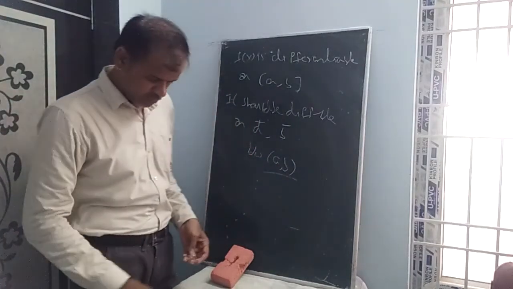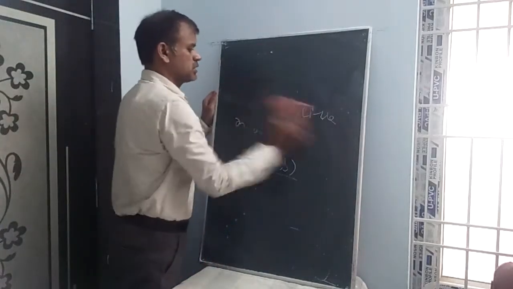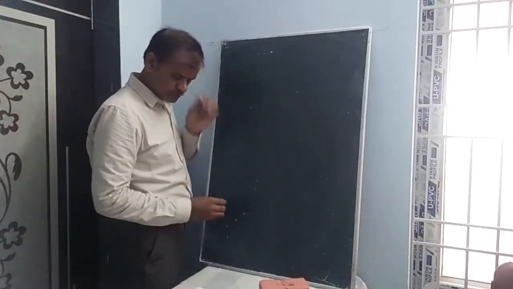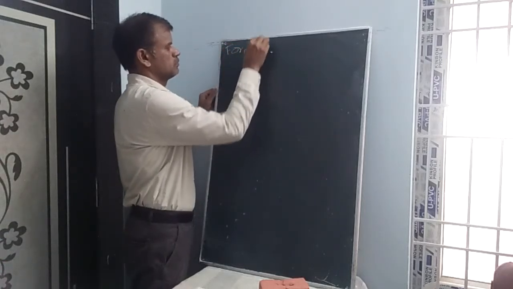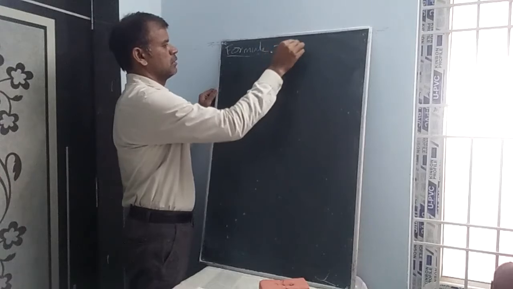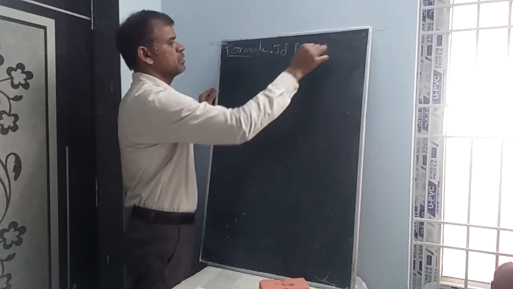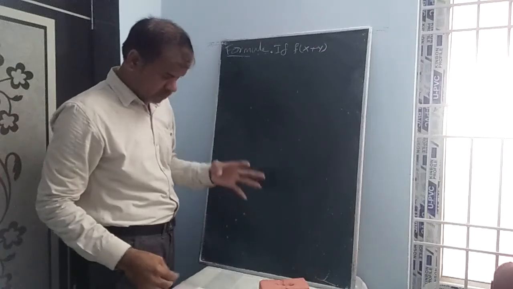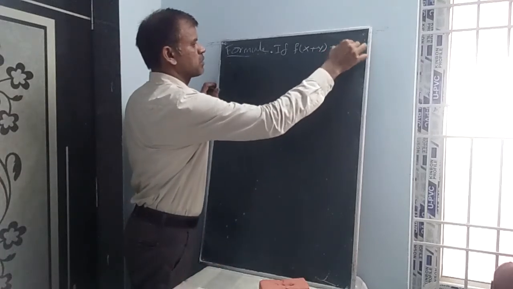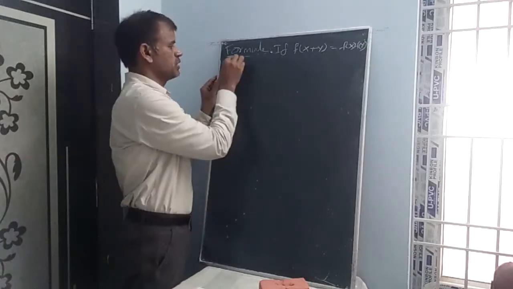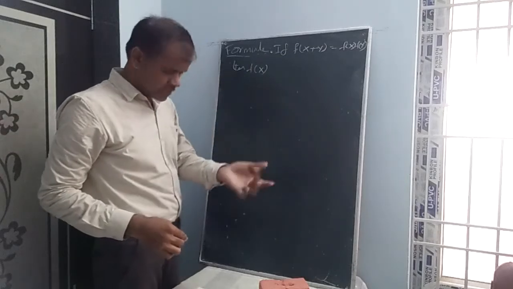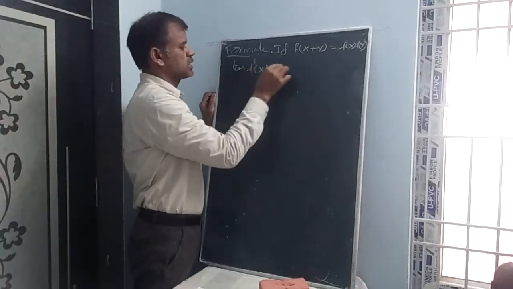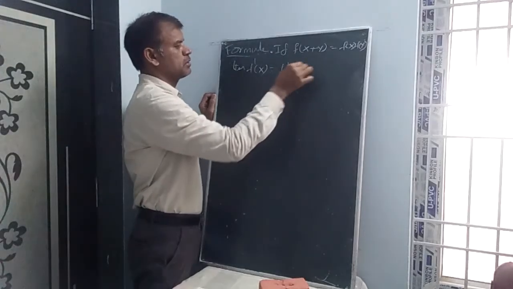That is the main point. Now, there is just one formula. Let us discuss one formula, and some sums depend upon it. If f of x plus y is equal to f of x into f of y, then f dash x is equal to f dash 0 into f of x.